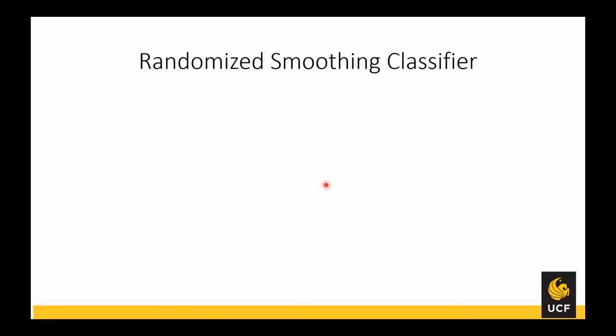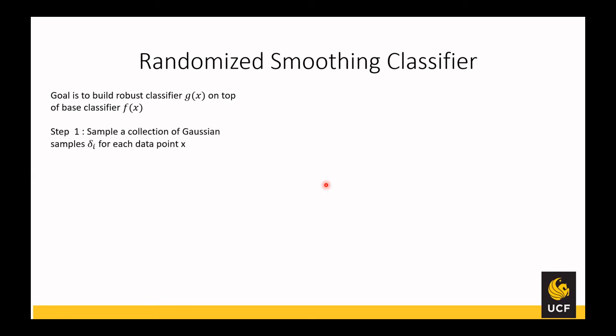But in order to understand the transformation smoothing classifier, we need to go over the randomized smoothing classifier. This is actually a different paper, by Cohen et al, I think. We try to cover this in brief, and I will just tell you the intuition here. So the goal is to build a robust classifier G of X on top of a base classifier F of X. Right now, F of X is a trained classifier, we assume that. And then the first step is to collect Gaussian samples, or generate Gaussian noise, around each data point X.